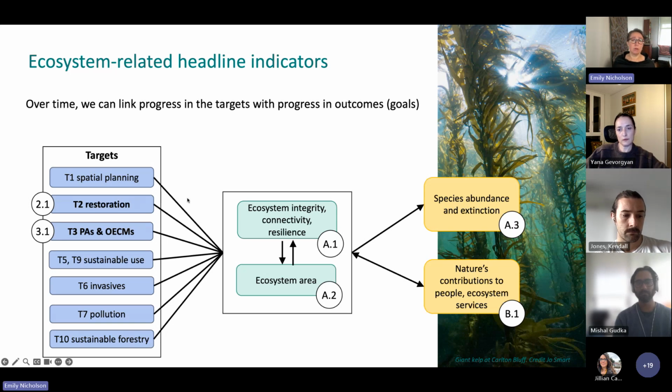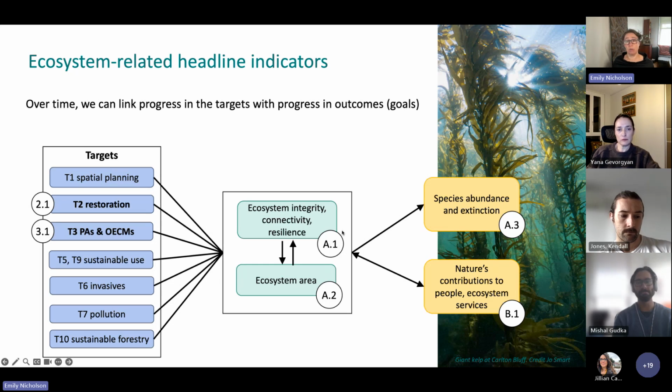So here I'm just looking at those that relate to ecosystems. So these are some of the targets and the actions that aim to reverse loss in ecosystem area and integrity. And in turn, these help support the species that depend on the ecosystems and the sustained nature's contributions to people that come from these ecosystems. And these are monitored using, just as examples, the indicators that I've highlighted in circles here.